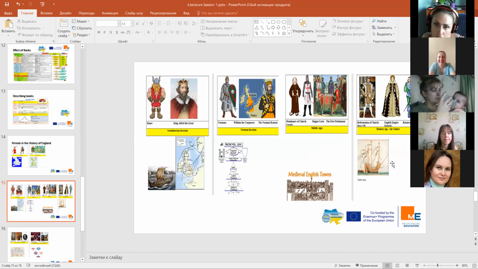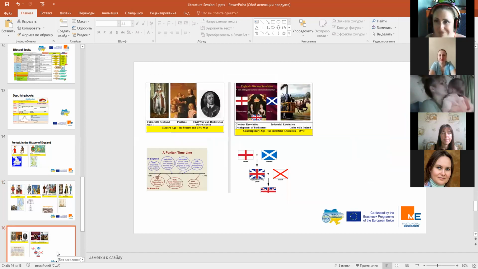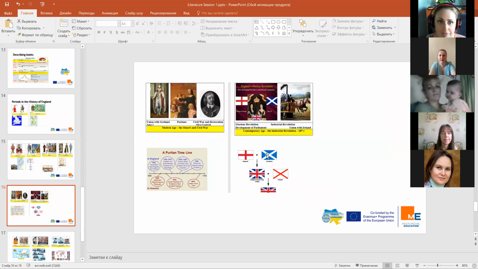In Britain, the modern age is connected with the Tudors, with Elizabeth I, with Shakespeare, and of course with Henry VIII. Okay, good. So what was then? What was after the Renaissance? Revolution. Yeah, very good.